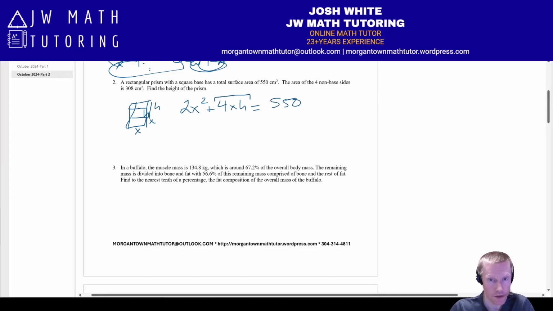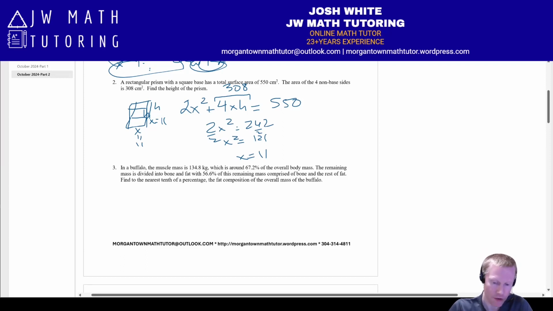However, we also know that this quantity is equal to 308. So notice if we plug that in, we get 2x squared equals 550 minus 308, which is 242, or x squared equals 121, just dividing by 2 on both sides. Therefore, we get 11 for each side of the square base.